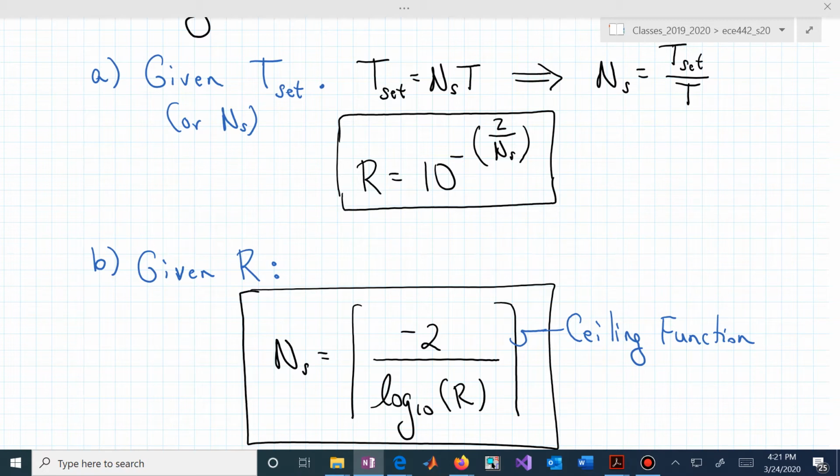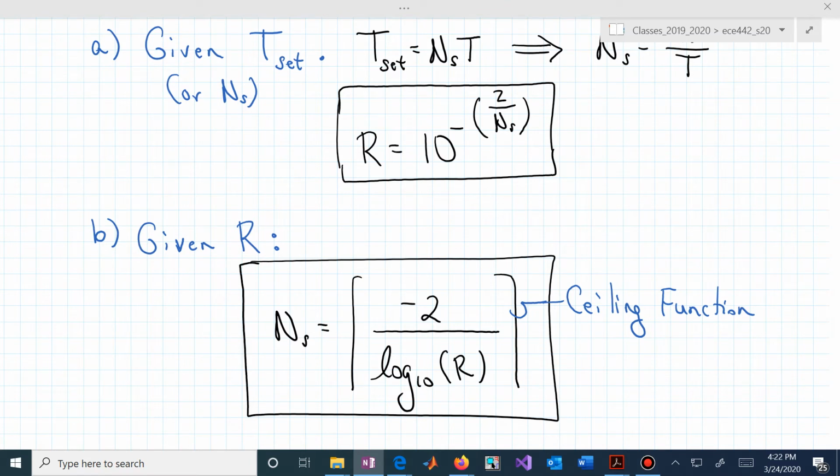So if somebody gives you T settle, or gives you the number of sample periods in the 1% settling time, n sub s, then T settle is n sub s times T, so n sub s is T settle over T. We can now express the radius that those poles need to be at in order to achieve that settling time. The radius is 10 raised to the minus quantity 2 over n sub s.